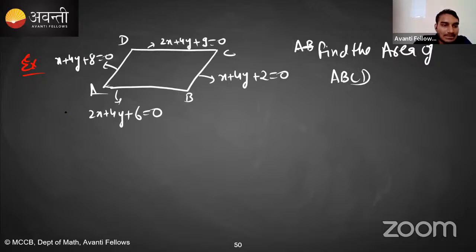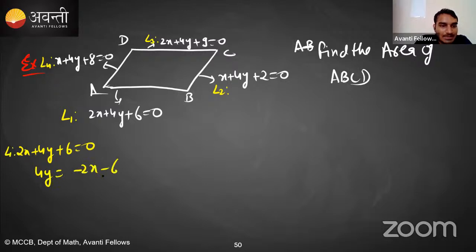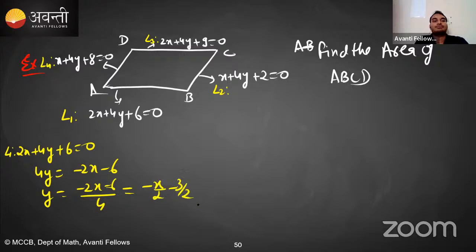Okay. So let's say this is line L1, this is line L2, this is line L3, this is line L4. So I will convert one of them to show you. Let's say 2x plus 4y plus 6 is equal to 0. So it means 4y is equal to minus 2x minus 6. What is y? Minus 2x minus 6 by 4, which is minus x by 2 minus 3 by 2.